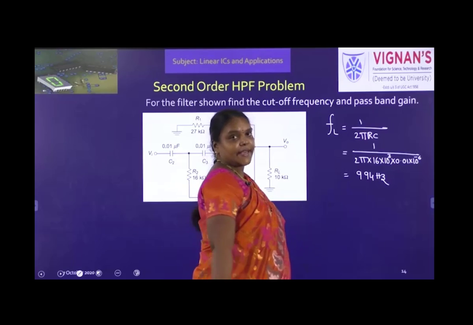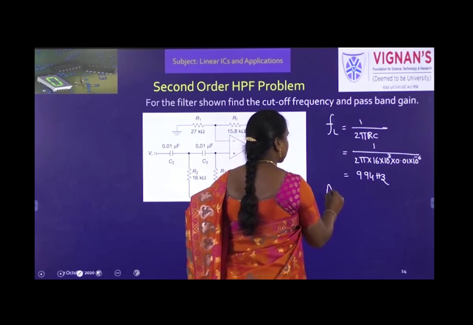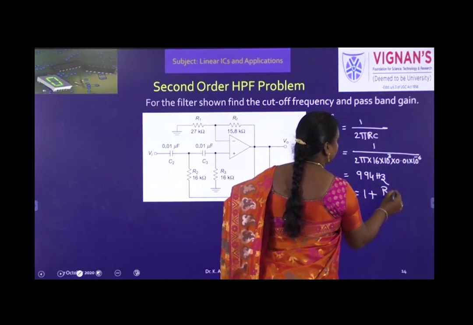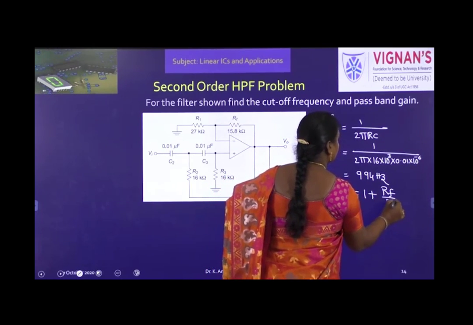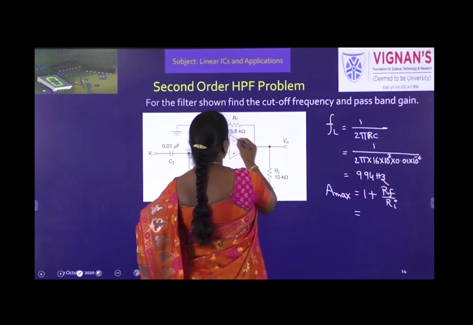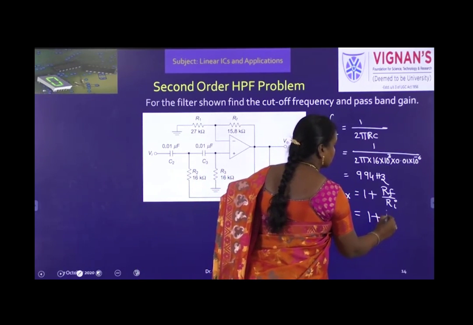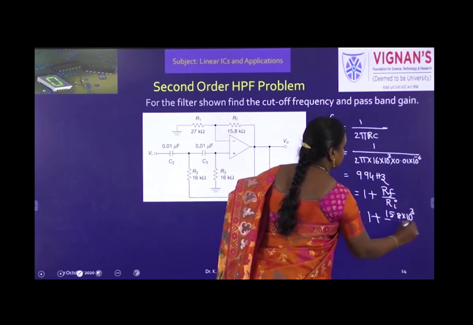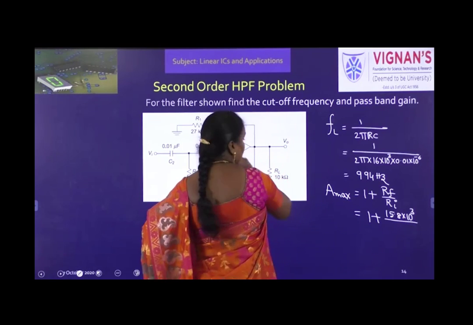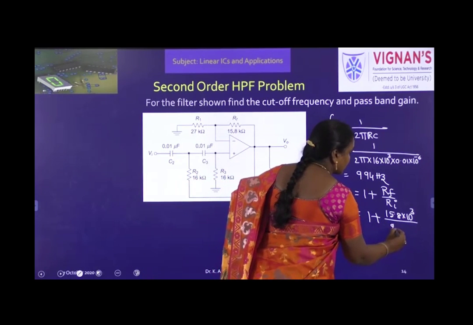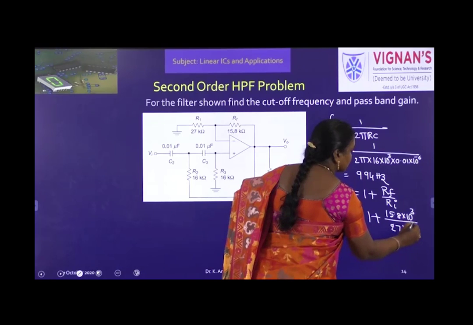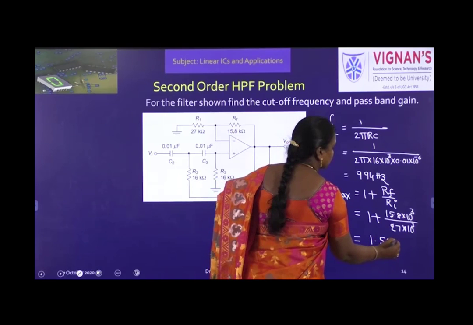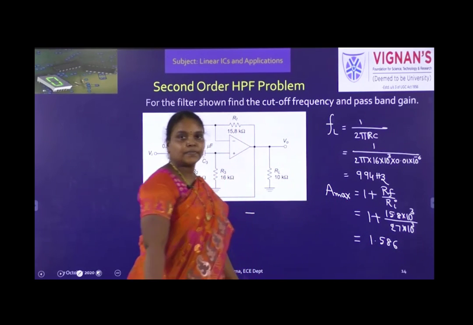And next, passband gain. So, what is the passband gain? That means A max. It is 1 plus RF by RI. So, what is RF? 15.8 kilo ohms. So, 15.8 into 10 power 3 by 27. In the place of RI, you have 27 kilo ohms. So, if you simplify this, you will get 1.586.